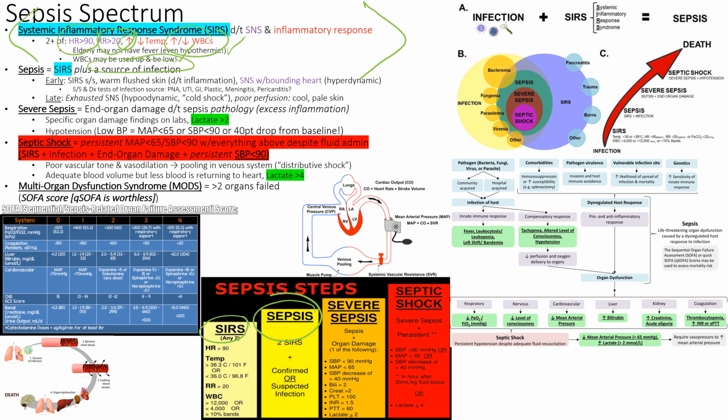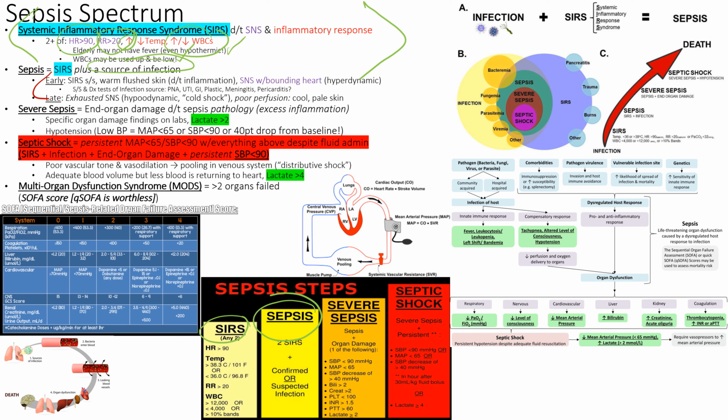How do I know I have an infection? I had an X-ray, I had a UA, I had a CT abdomen that showed a perforated diverticulum, right? That is a sign of infection, right? So those are septic. That's the only difference between SIRS and sepsis.